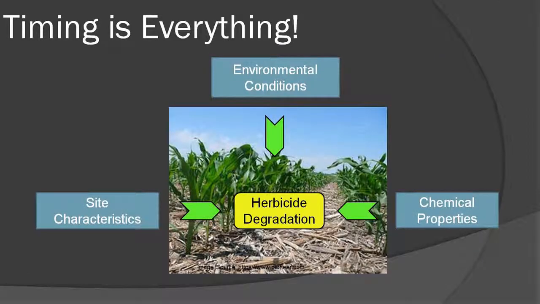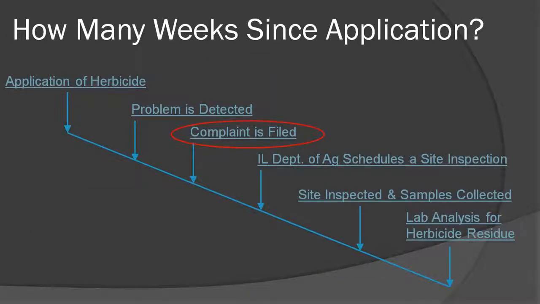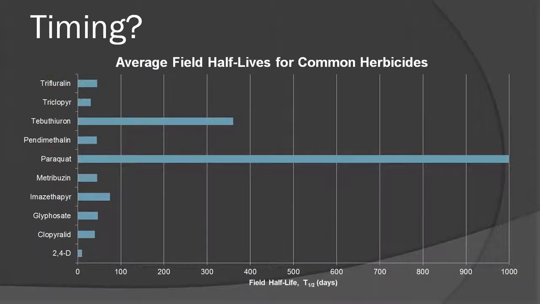With herbicides, the timing is everything, because once the herbicide's applied, it begins to decompose. The rate at which it breaks down depends on your site characteristics, your environmental conditions, and the chemical properties. And the Department of Agriculture comes into this process just a little bit late because the herbicide has to be applied, the problem has to be detected, and then the complaint has to be filed. Then a number of other steps have to go through before they send an inspector out to sample it.